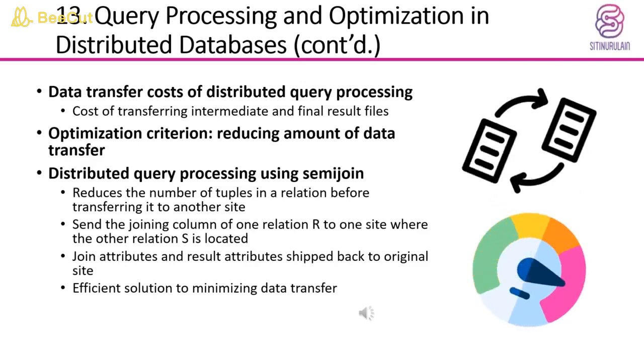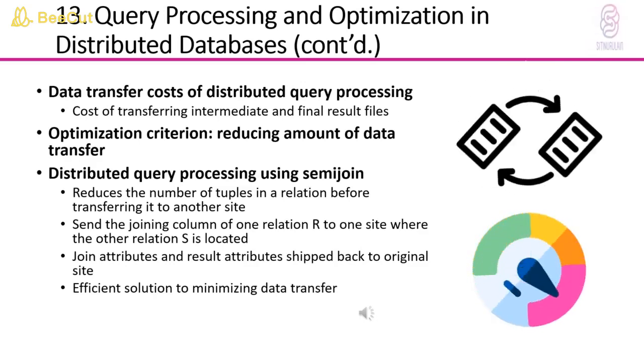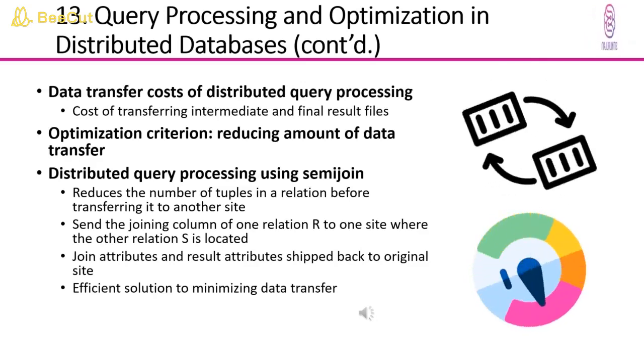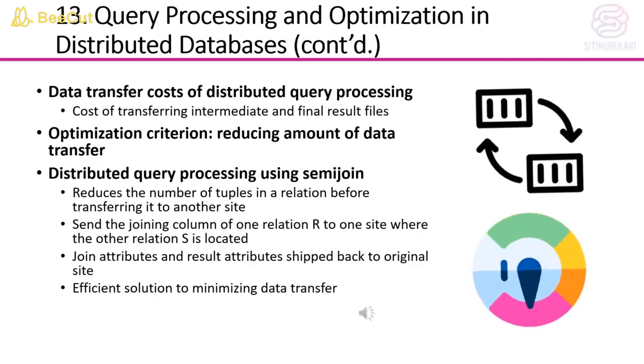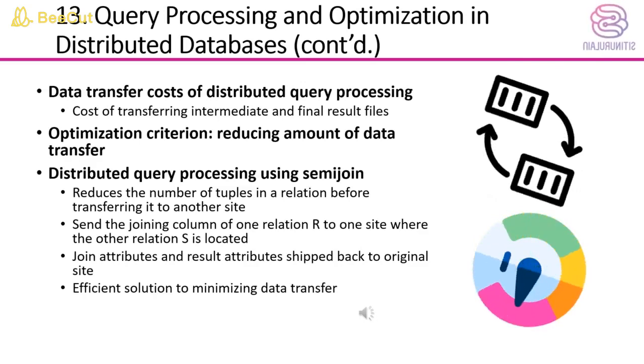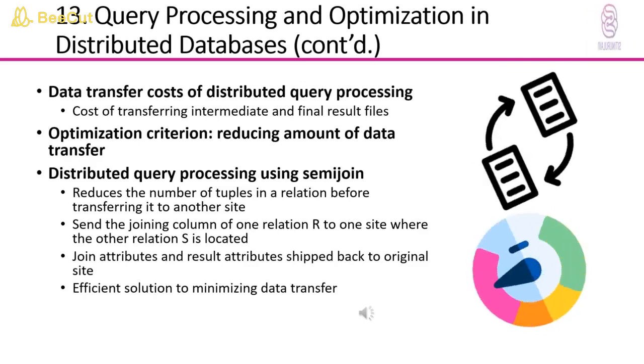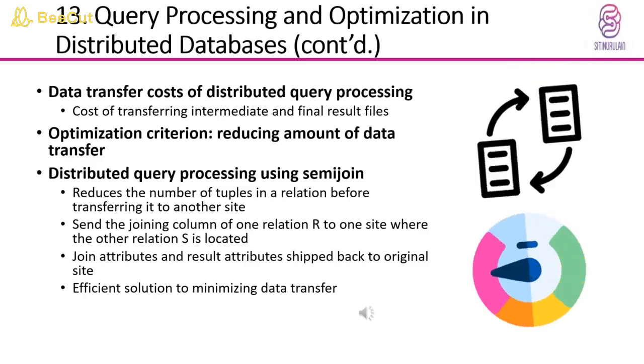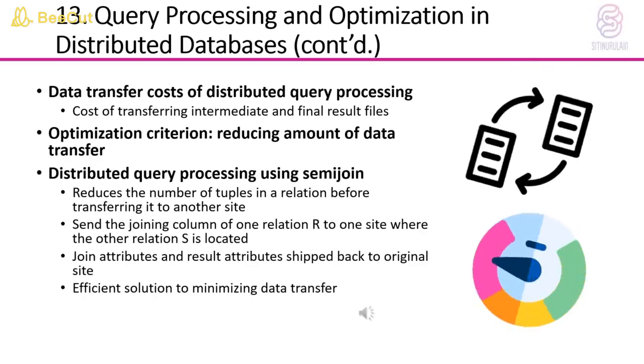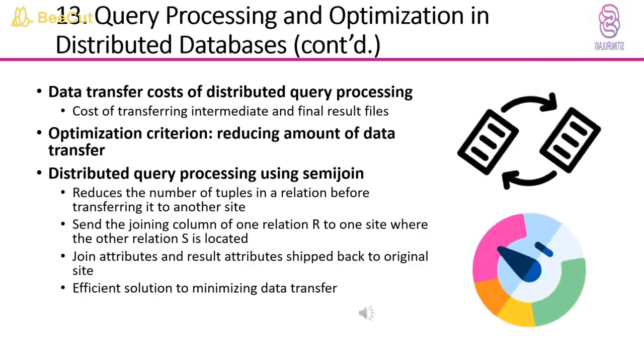Distributed query processing using semi-join reduces the number of tuples in a relation before transferring it to another site. Send the joining column of one relation R to the site where the other relation S is located. Join attributes and result attributes are shipped back to original site. Efficient solution to minimizing data transfer.